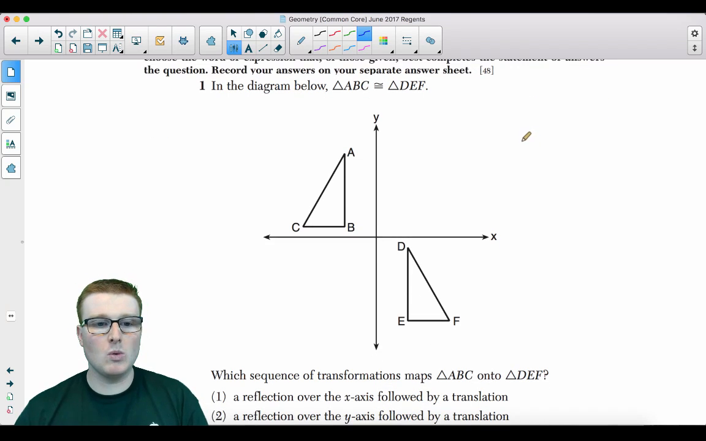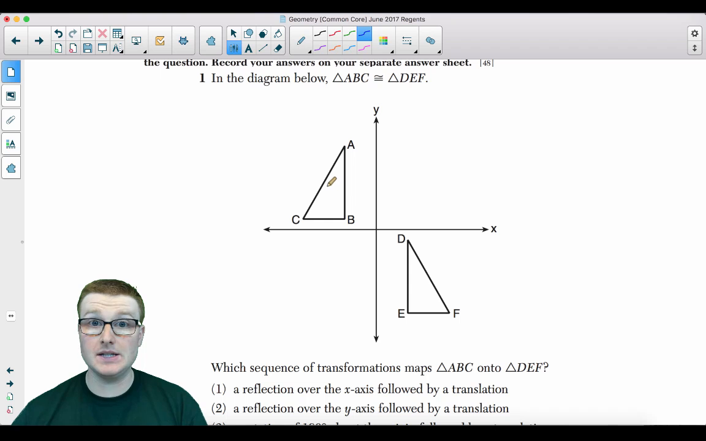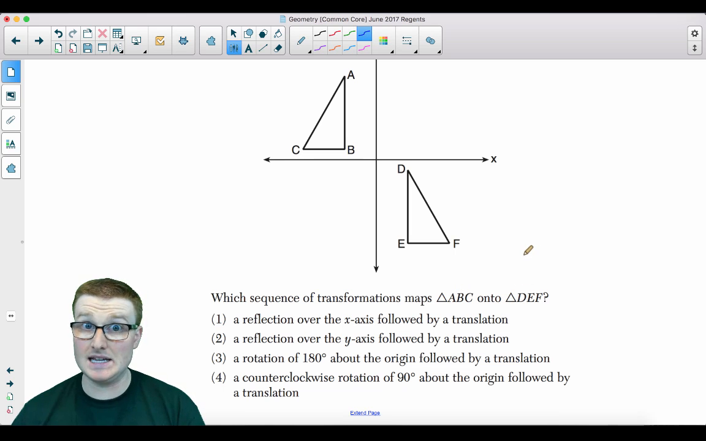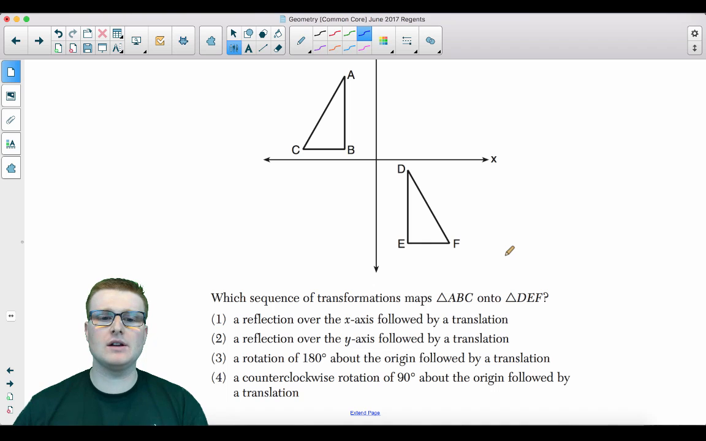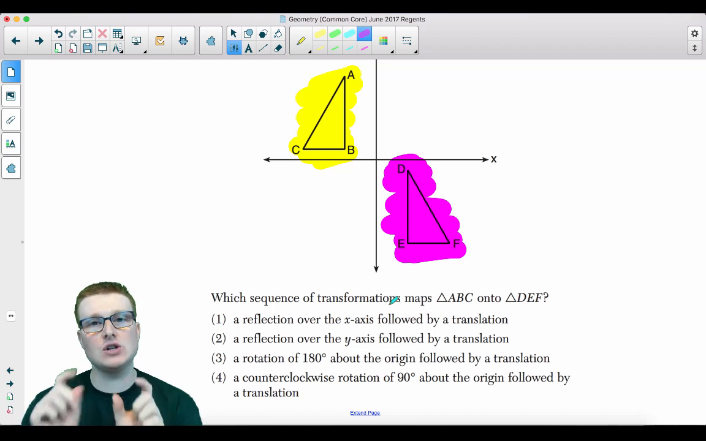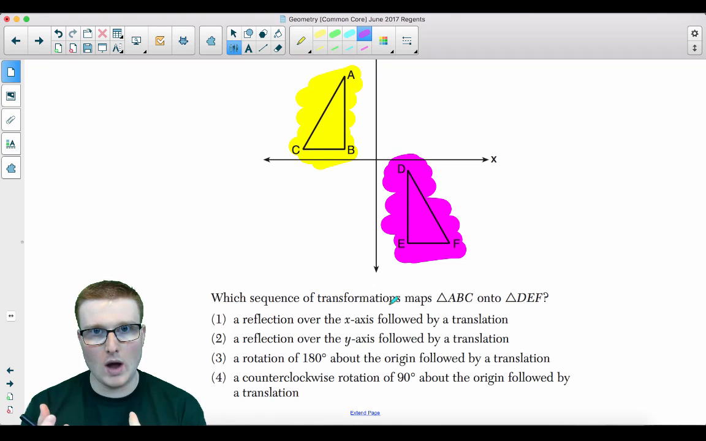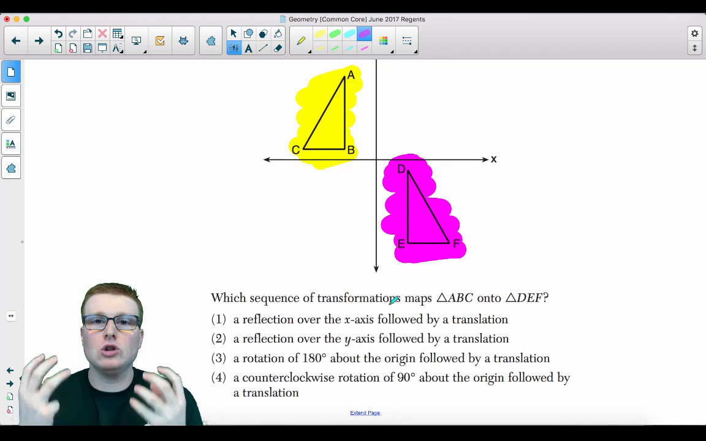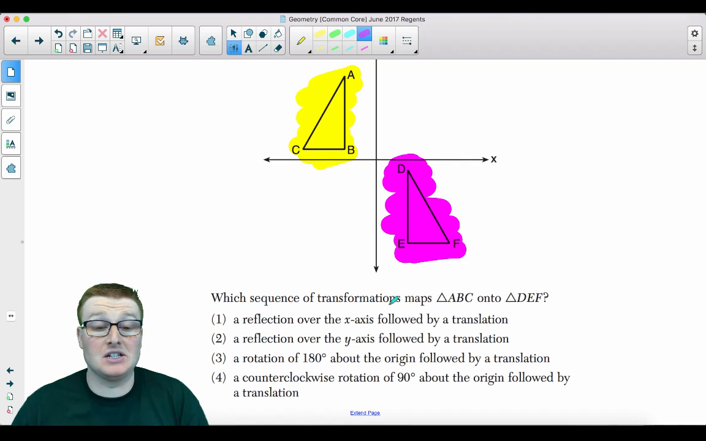Here we go. Number 1 says, in the diagram below, triangle ABC is congruent to triangle DEF. Which sequence of transformations maps triangle ABC onto triangle DEF? The first thing that we want to realize is that triangle ABC has a different orientation than triangle DEF. Orientation means that it's flipped a certain way. They don't look in the same direction. It's probably the best I could do. So it says, which sequence of transformations would map this onto this?